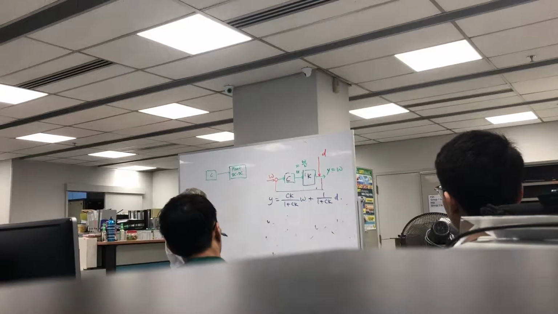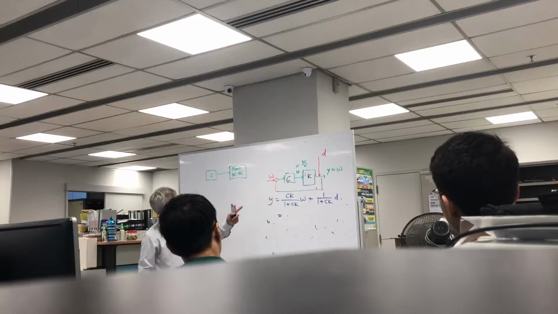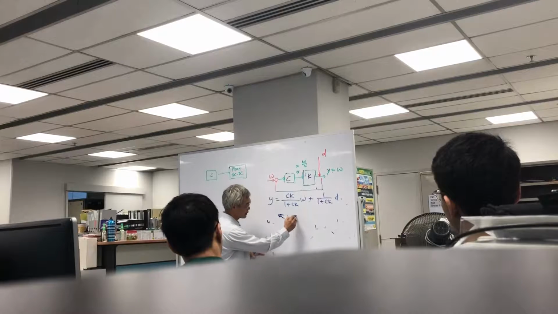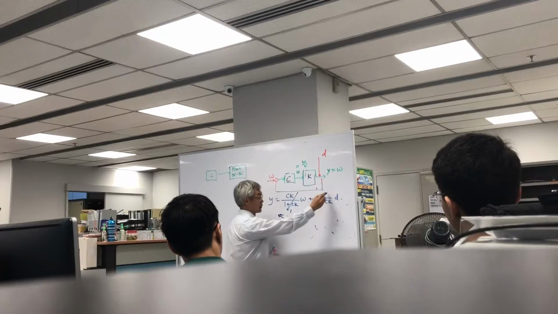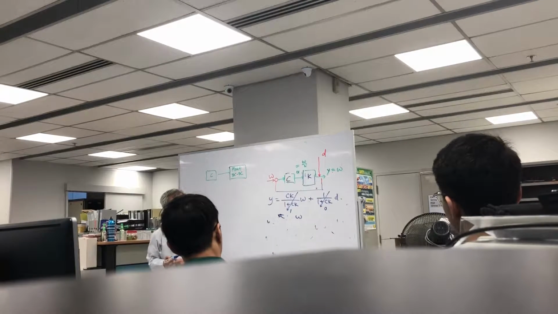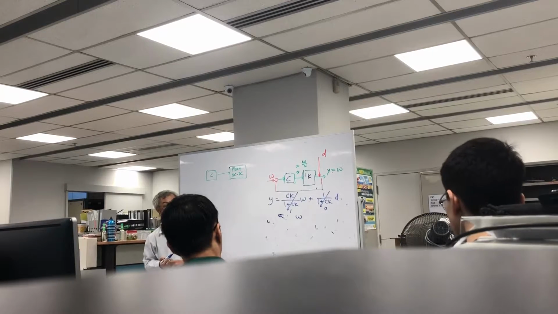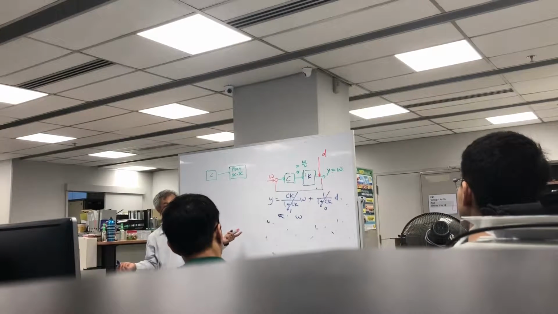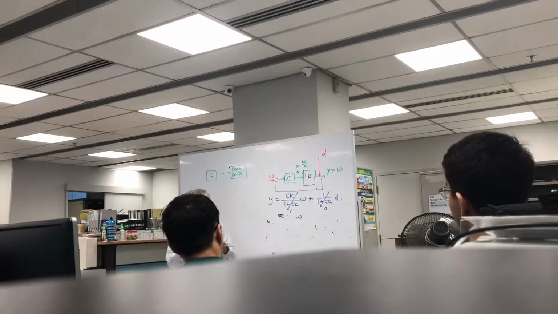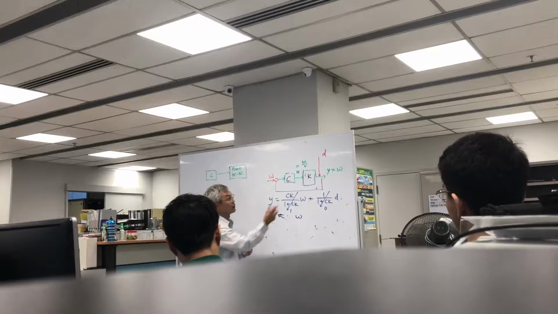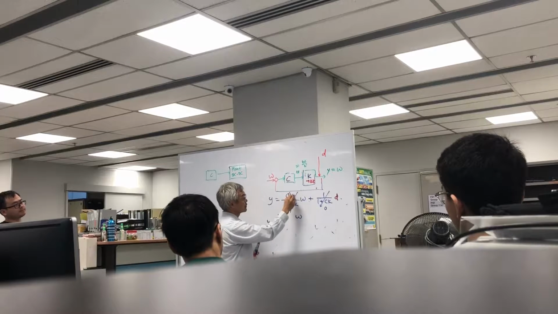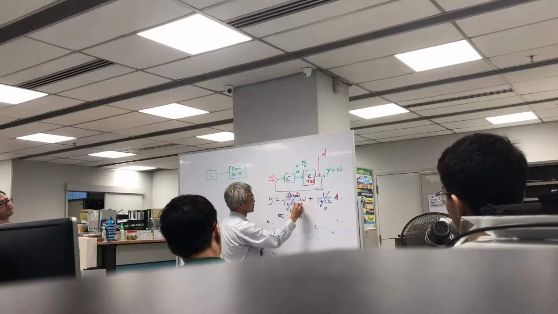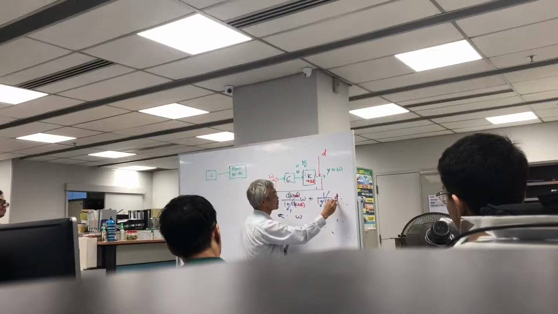So now, the whole purpose of doing feedback is you want y to be w, which means you want this to be 1, this to be 0. Okay? How do you make this possible? In the face of uncertainty, the real plant is this, and there is d, which means the real plant is this. So how should you choose your control?